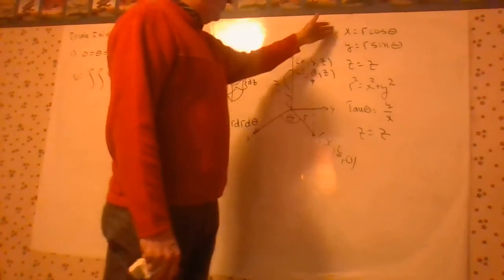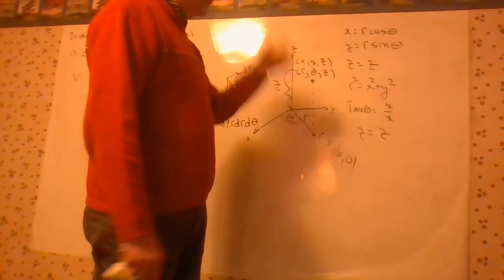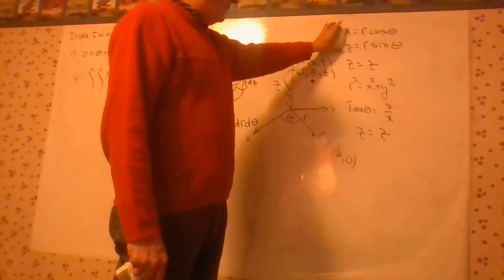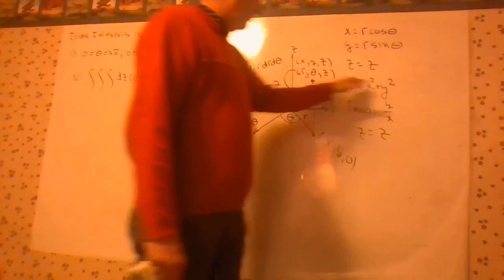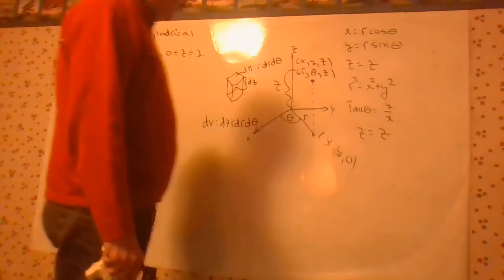Here's all the basic equations of the transformations from polar to rectangular and back. X equals r cos theta, y equals r sine theta. That's from Calc 2. Z equals z, that doesn't change. R squared is x squared plus y squared. Tan theta is y over x, basic right triangle trig.